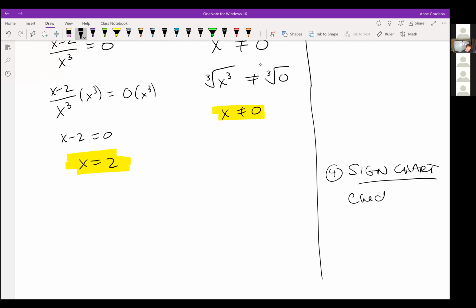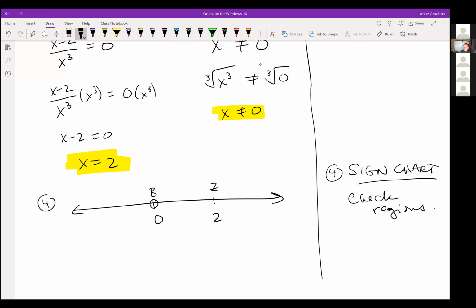And we're going to check regions. So this kind of all goes together. It doesn't need like two separate steps. So let's put stuff on our sign chart. Here's 0, which is my bad number. It can never equal 0, so I'm going to put an open circle. And then here's 2, which is a 0.